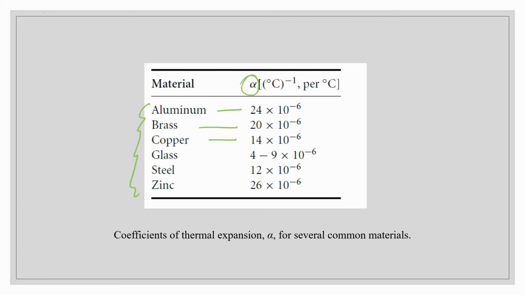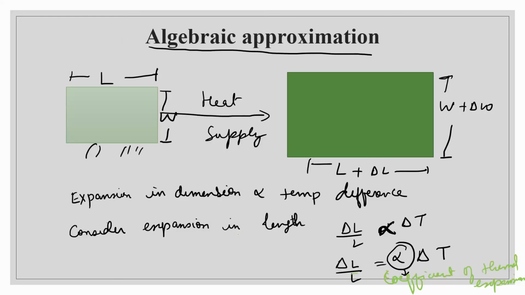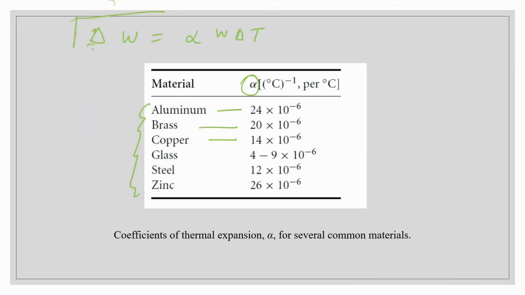Now if we talk about the expansion in the width, similarly I can write the expansion in the width will be alpha W delta T, which is similar to what we have done here. From here, this gives you delta L equal to alpha delta T into L. Similarly, we have written the expansion in the dimension W. Now if we want to compute the change in the area, what is area? This is length into breadth.